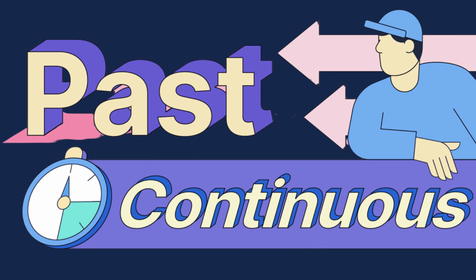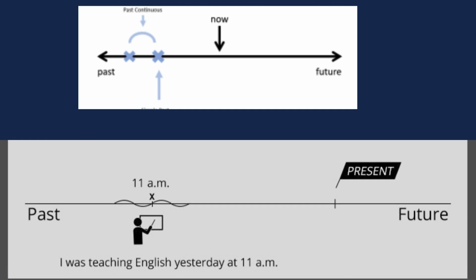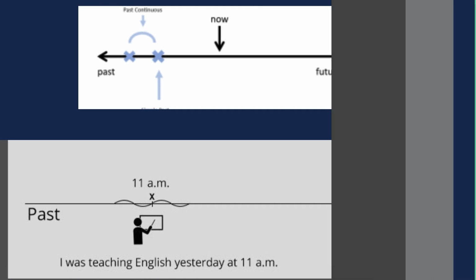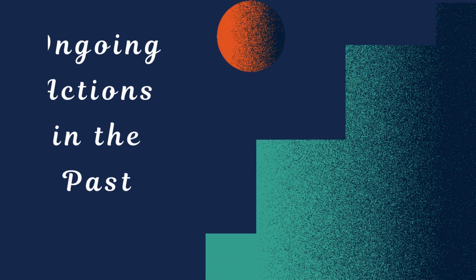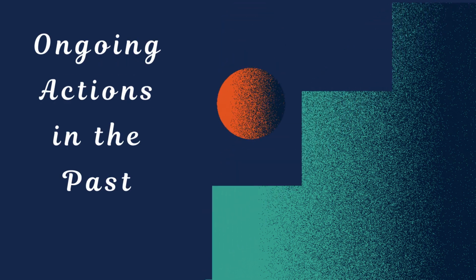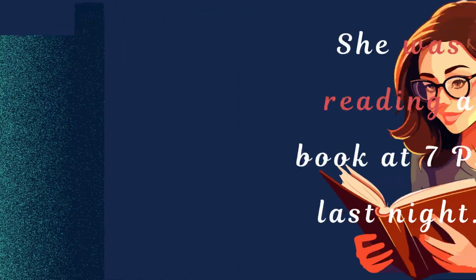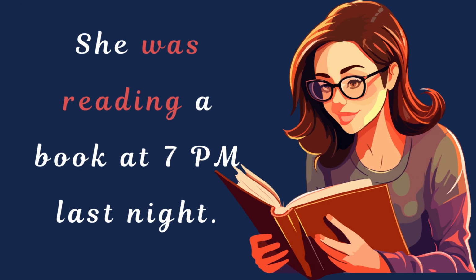The past continuous tense, also known as the past progressive tense, is used to describe actions that were ongoing at a specific moment in the past. It helps to set the scene and show that something was in progress. Here's when and why you'll use the past continuous tense. The past continuous tense is perfect for describing actions that were in progress at a particular time in the past. For instance, she was reading a book at 7 p.m. last night. This tells us what was happening continuously at that specific time.